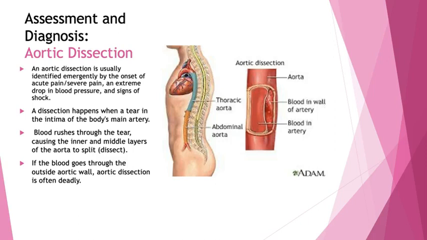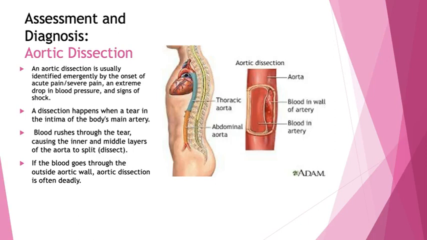An aortic dissection usually is identified emergently because these patients will have acute, severe pain, an extreme drop in blood pressure, and signs of shock. They're going to describe the pain as tearing. So when you hear somebody describe their chest pain or their abdominal pain as tearing, and they have any of those risk factors, hypertension, smoking, being overweight, etc., then you need to be thinking about the possibility of an aortic dissection.